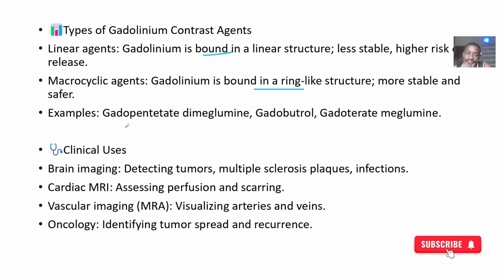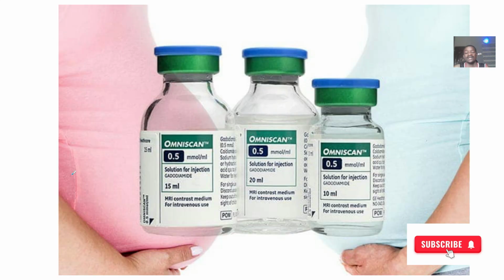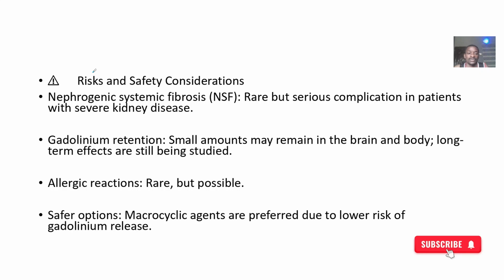They are mainly used for brain imaging, cardiac MRI, vascular MRI, and also for cancer assessment. They can cause nephrogenic systemic fibrosis, so you should know the exposure of a patient to it, gadolinium retention in the brain and body, and allergic reactions. So macrocyclic agents are actually more preferred because of lower risk.